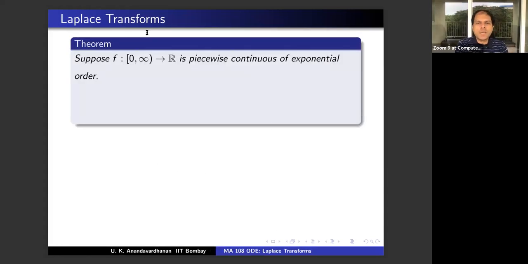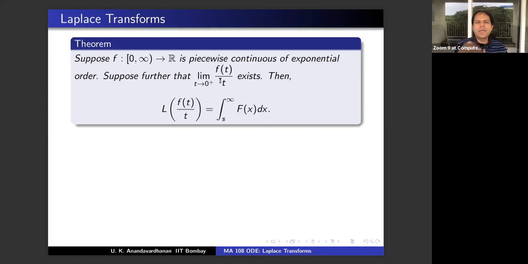So I'm assuming f is piecewise continuous including 0. Okay. So 1 by x, 1 by root x, etc. are not allowed in this case. f is piecewise continuous including 0 and of exponential order. And suppose the right hand side limit of f of t by t as t goes to 0 exists. You assume this. Only then the theorem is valid. Assume that, and then I have a formula for the integral of the Laplace transform from s to infinity.